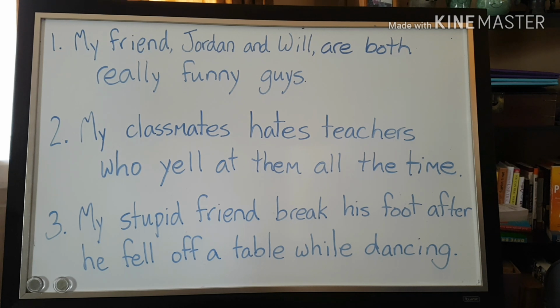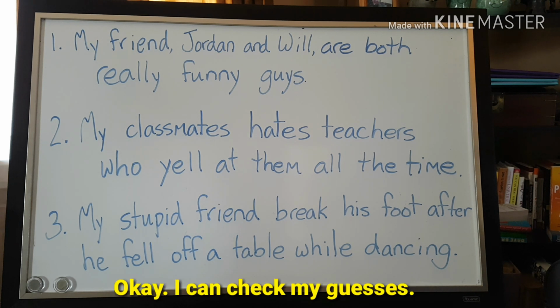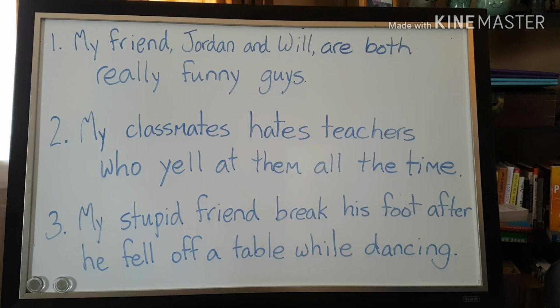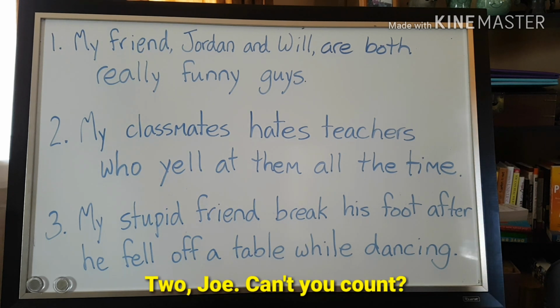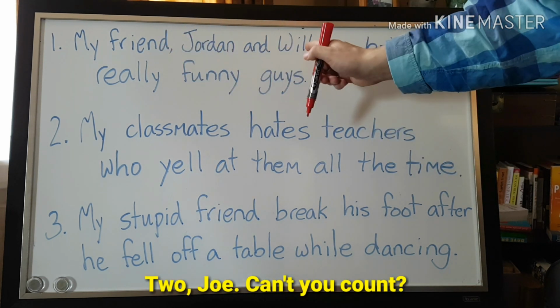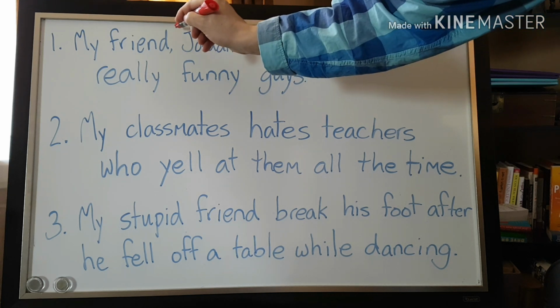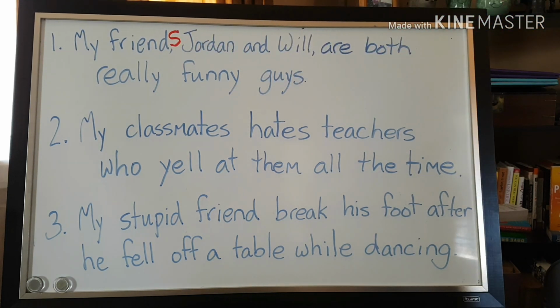All right, now we're back. I'm going to tell you what the mistakes are. I hope you were able to find them. So up at the top there, number 1, my friend Jordan and Will. How many friends are we talking about? One or more than one? Because there's the noun, and we got 2 names here. That should be friends. My friends. Okay? Number 2.